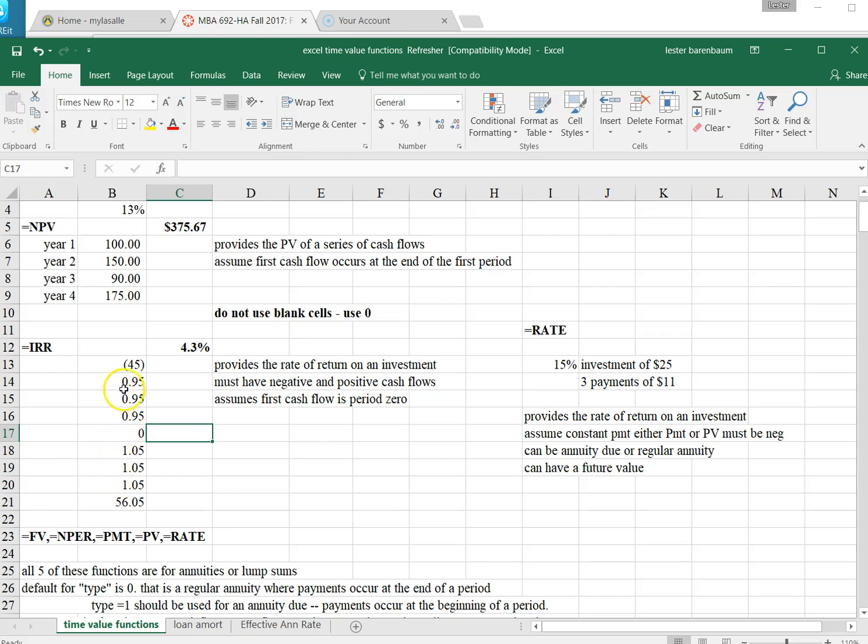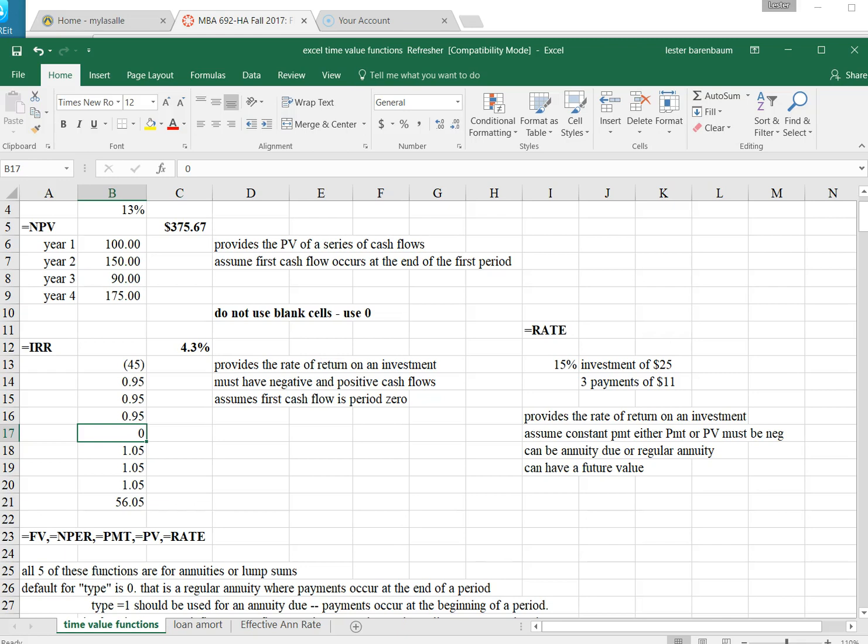In addition, the negative cash flow does not have to occur at time period 0, which is what IRR assumes here. The negative cash flow could occur in any year, but it wants money in and money out. So again, IRR assumes that the first cash flow occurs at time period 0, and the second cash flow the end of time period 1, etc. You cannot use blank cells. You have to put in a 0.